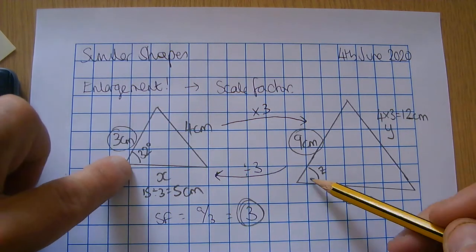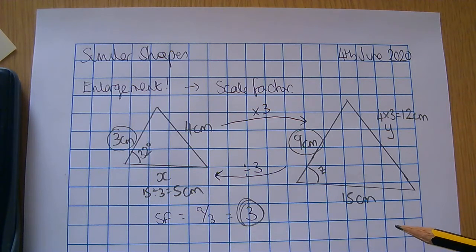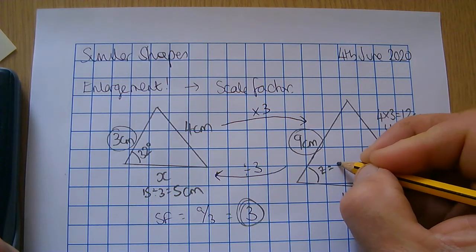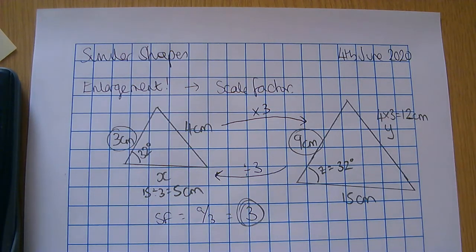Last but not least, I've got my angles. Now we've got to remember that in similar shapes, our angles don't change, it's only our sides that change, which means straight away Z is 32 degrees, and that's the typical exam mistake.